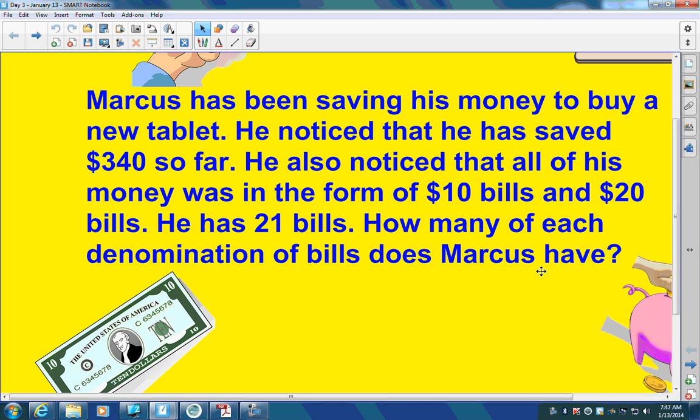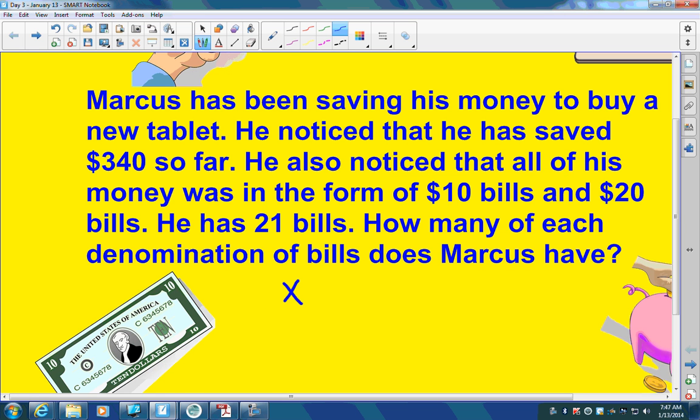He noticed that he had saved $340 so far. He also noticed that all of his money was in the forms of $10 bills and $20 bills. He has 21 bills. How many of each denomination of bills does Marcus have?